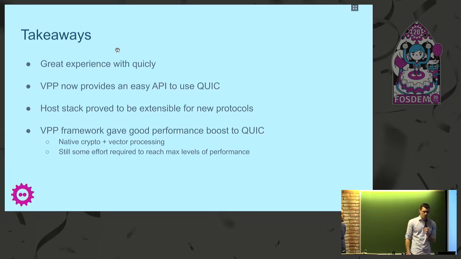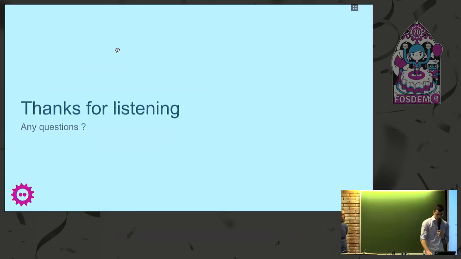And using the VPP framework also allowed us to quite easily get a good performance boost for QUIC. So we got a 30% performance improvement just by applying the native crypto and the vector processing concept to our QUIC implementation. But of course, there's still a bit more work required there to reach max level of performance. We are a bit slower than TLS can be yet, but we hope we can reach similar levels of performance in the future.